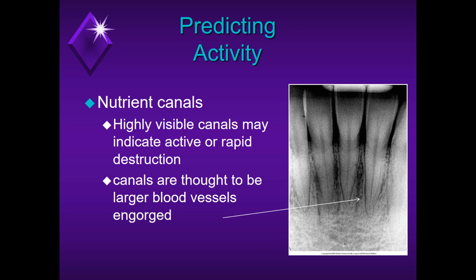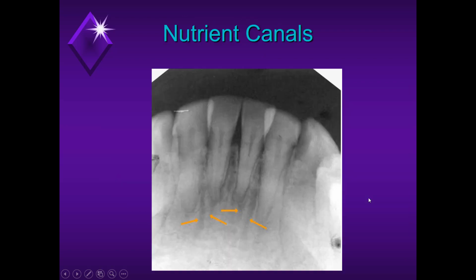It's also thought if you see highly visible nutrient canals in between the teeth, you can see these radiolucent projections between the teeth. This is thought to indicate active disease or rapid destruction. And it's thought that these are larger blood vessels engorged. And here are some more nutrient canals.